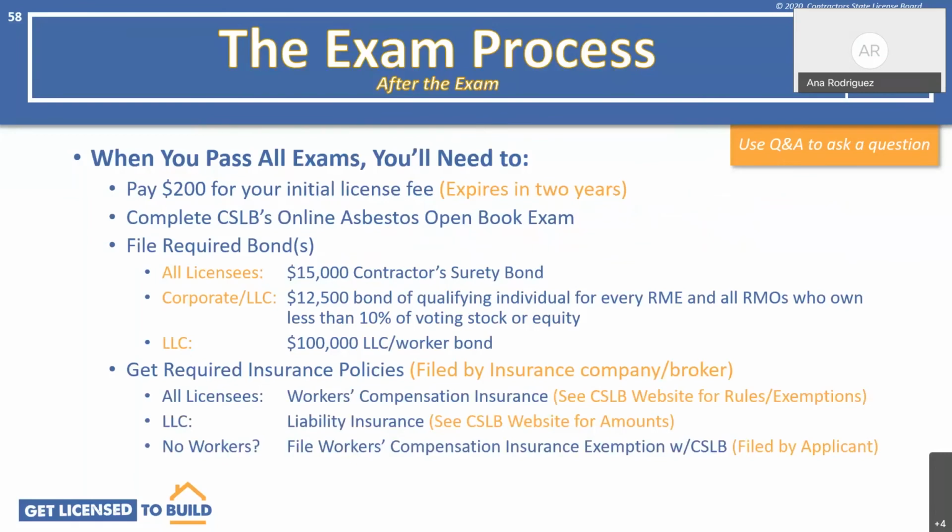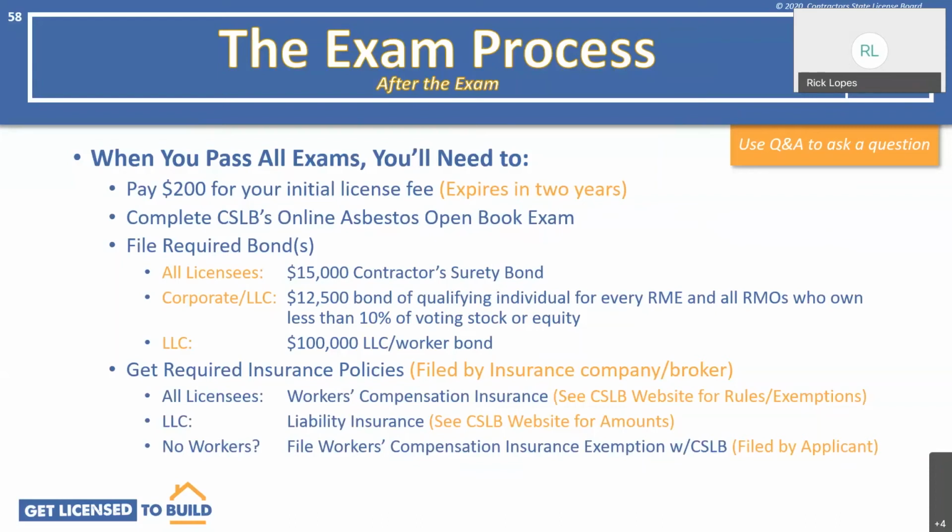Okay, after you pass your exam, what happens next? First, you'll need to pay the $200 for your initial license fee, which will be good for 2 years. You'll also need to complete an online asbestos open book exam. Plus, you'll need to file your required $15,000 contractor surety bond and possibly some other bonds depending on what type of business entity you've got.